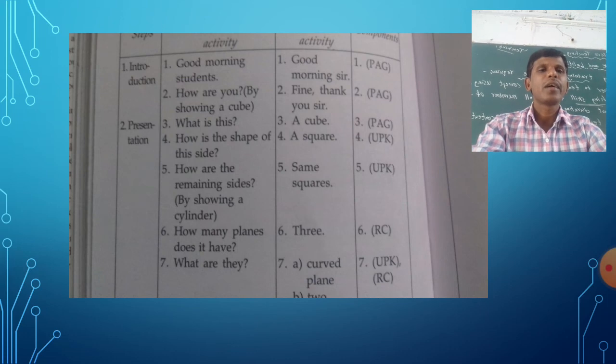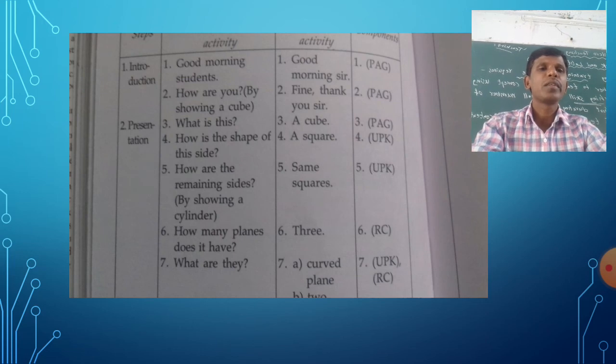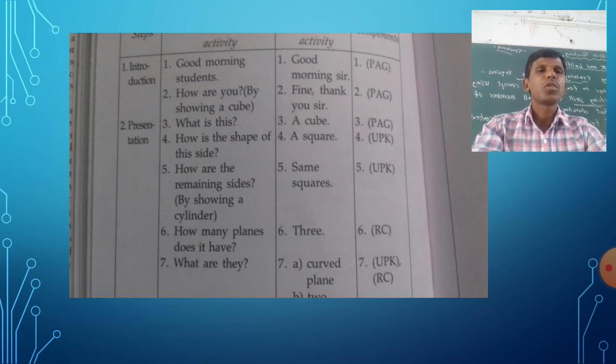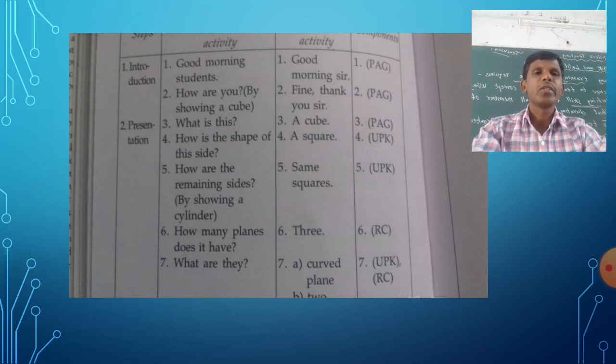One is curved plane and 2 bases. Automatically, we already showed the 2 bases and curved planes for every cylinder. So this question comes and this response comes under the use of previous knowledge and relevancy and continuity.